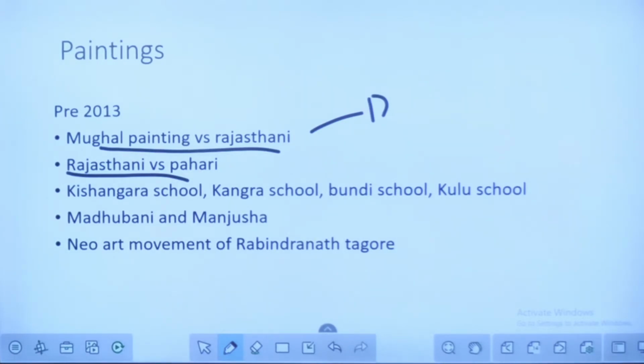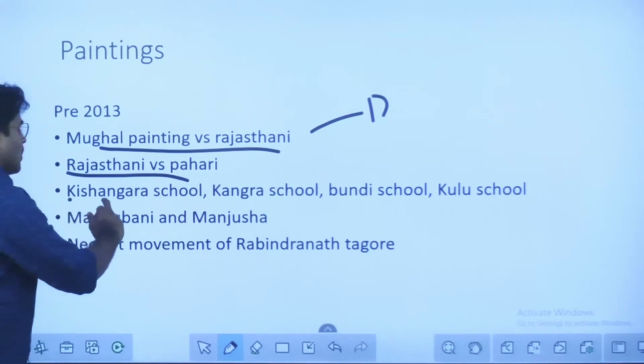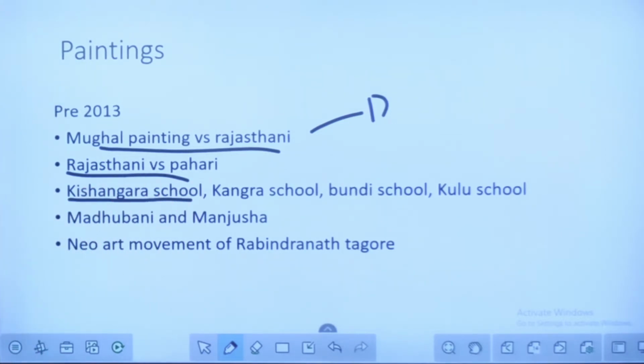And earlier, because of the flexibility of 2 markers and 5 markers, they asked questions on all the sub-schools of Rajasthani school. They asked a specific question on the Kishangarh school, the Bundi school. They asked all these questions: Kangra, Bundi, Kulu. I have included some information on each school in your slides.